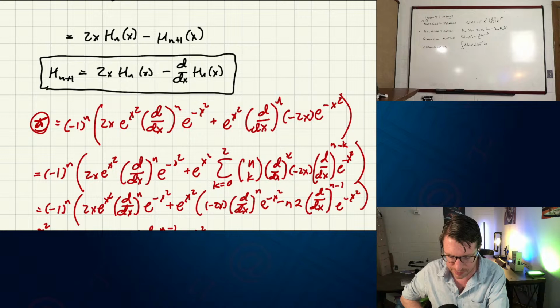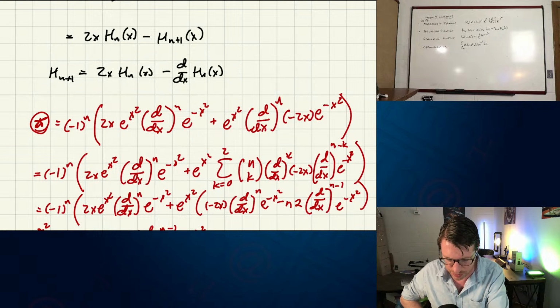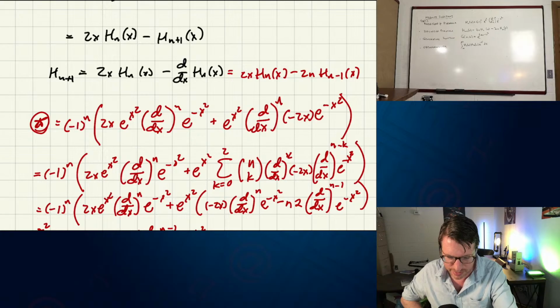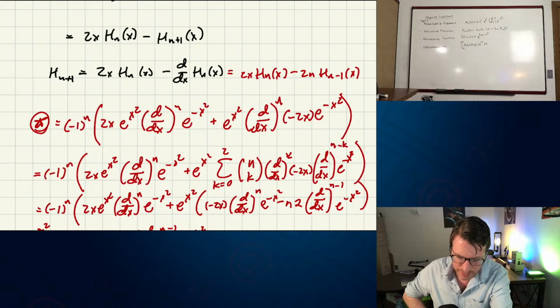So we not only have this, but we also have that this is equal to 2x h_n of x minus 2n h_(n-1) of x. And that is what we set out to prove. So we actually got two equations here, which is pretty nice.